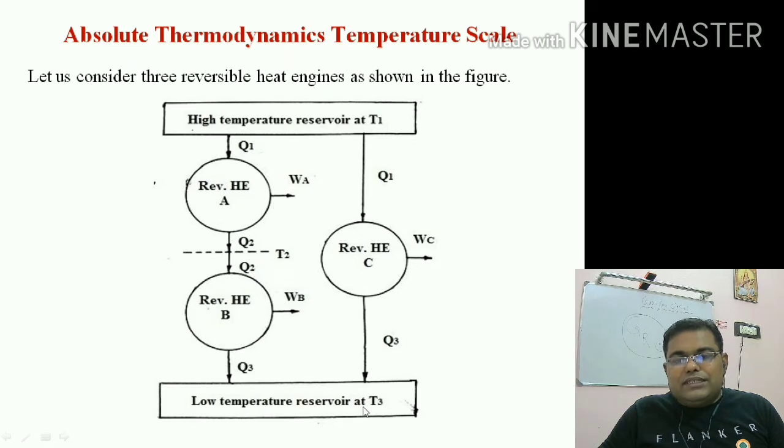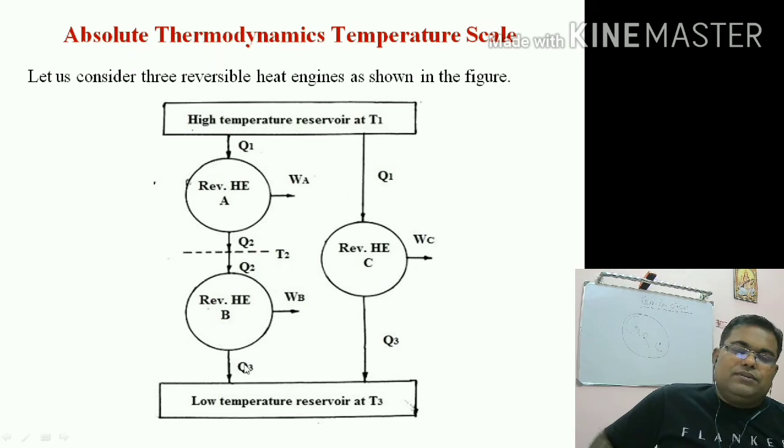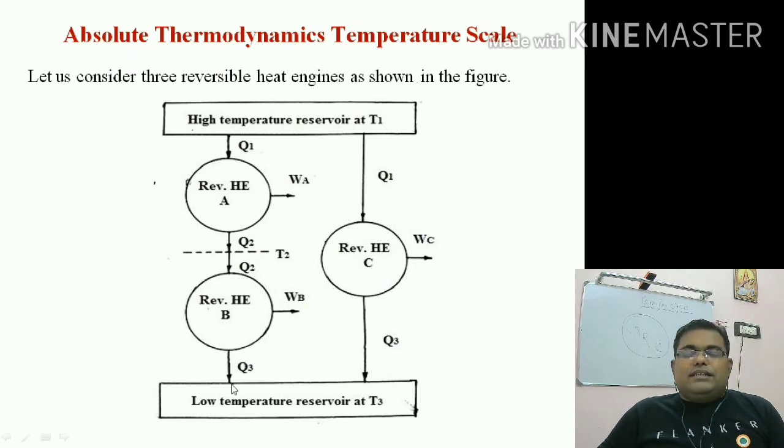temperature reservoir T3. So heat supplied to the reversible heat engine A is Q1, and heat rejected from the heat engine A, Q2, is getting supplied to the reversible heat engine B, and finally the reversible heat engine B is rejecting heat Q3 to the lowest temperature. And if you consider the reversible heat engine C, which is taking heat Q1 from the high temperature source T1 and rejecting Q3 to the low temperature reservoir T3 and producing work WC.